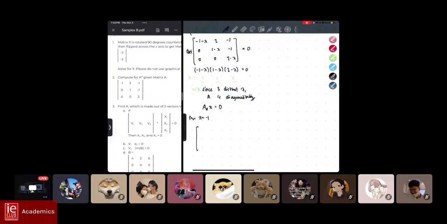So this becomes 0, 2, negative 1, 0, 2, negative 1, 0, 0, 3. Then just multiplied by the elements of the eigenvector. So this is the eigenvector. This is what we're finding the values for.